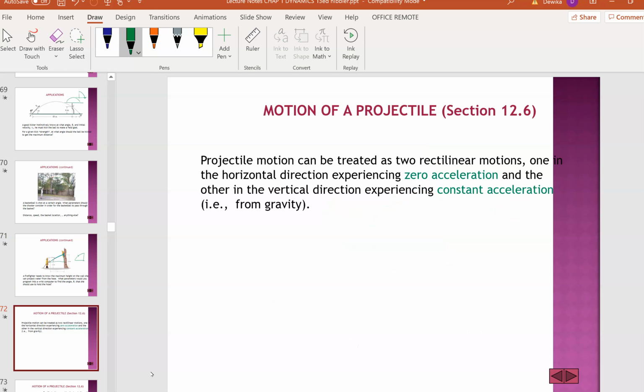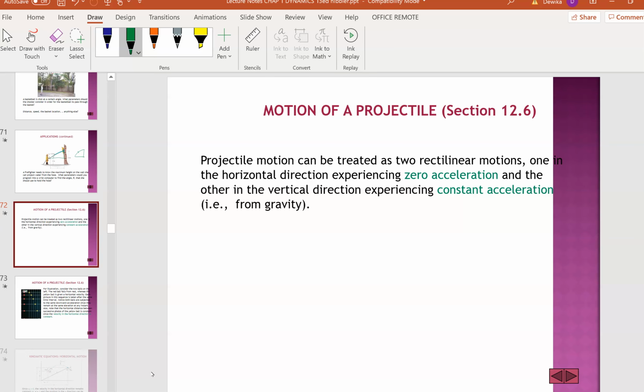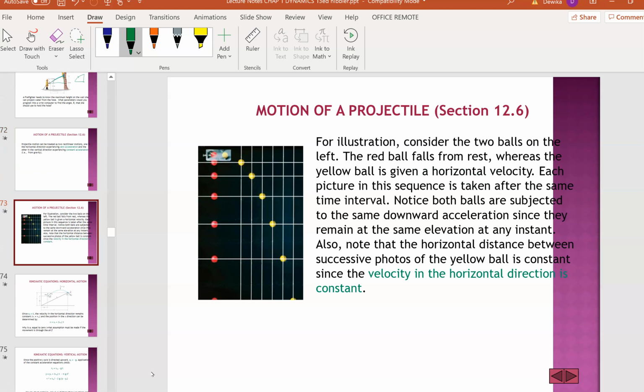So it can be treated as two rectilinear motions, one in the horizontal direction experiencing zero acceleration and the other in the vertical direction experiencing constant acceleration. I'm just going to explain that shortly with some drawing. Before that, let's look at this unique part of it. For illustration, consider two balls on the left.